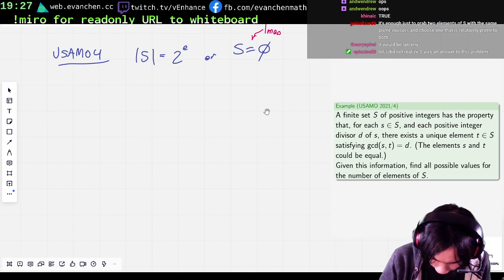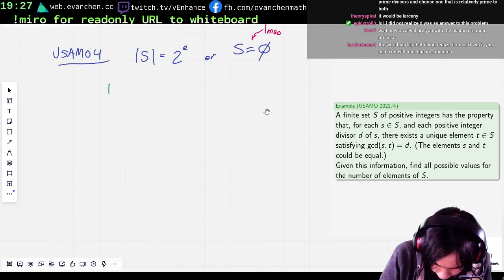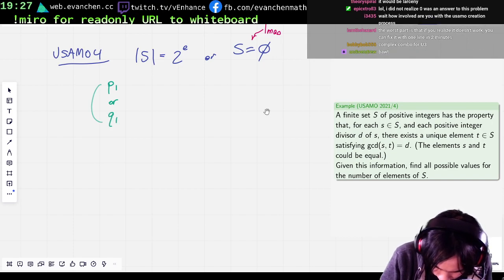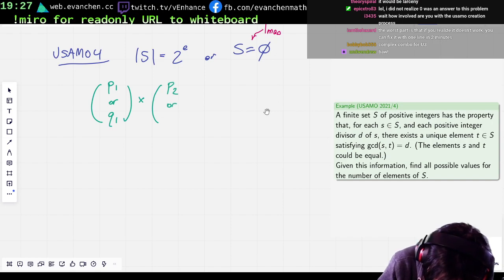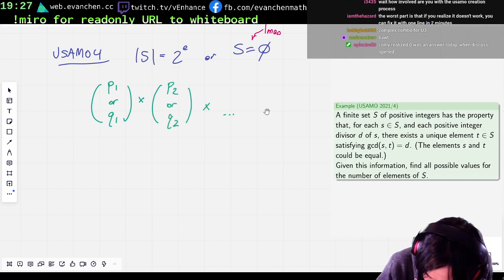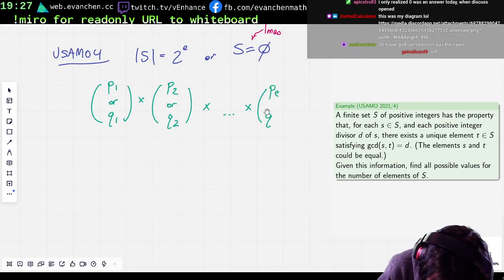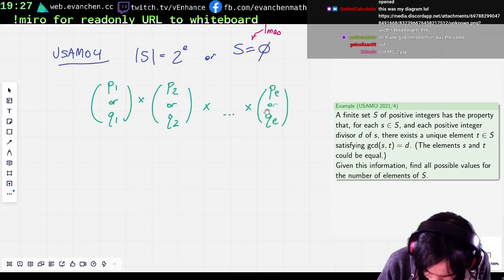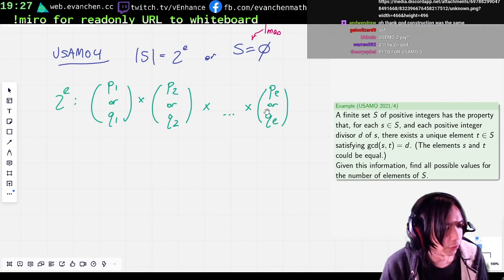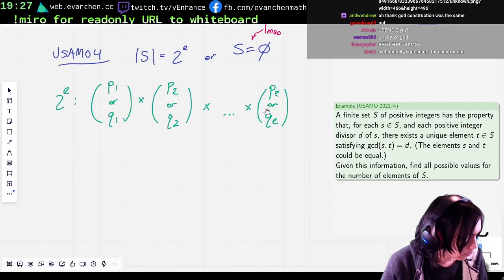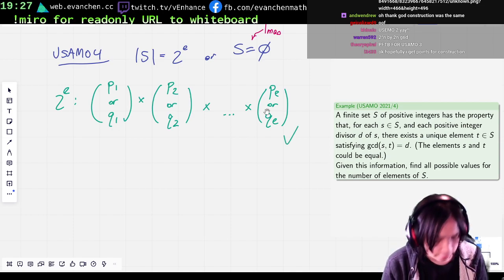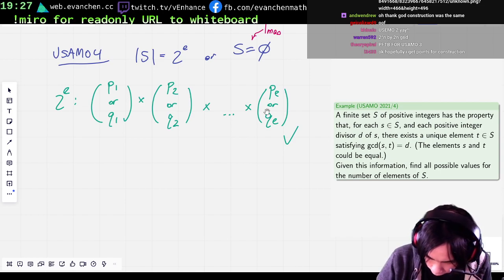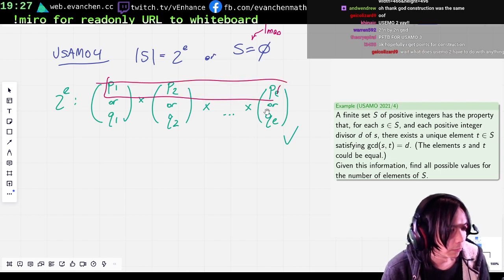Okay, so let me tell you what the construction is. What you do is you take primes. Oh, let me write multiplication actually. You take like two E distinct primes. And then you look at all 2 to the E products of this form, so P1 or Q1, P2 or Q2, etc. Okay, this just works. You can check it. If you take, say, without loss of generality, the element that's all the top row, then for every GCD, you flip the corresponding ones.